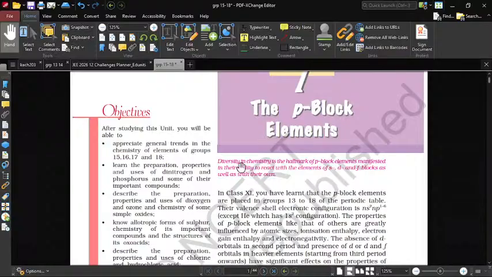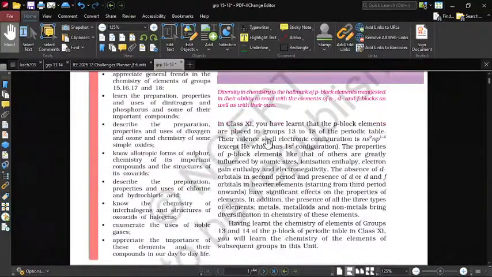Diversity in chemistry is the hallmark of p block elements, manifested in their ability to react with the elements of s, d, and f block, as well as with their own. In class 11th, you have learned that p block elements are placed in group 13 to 18 of the periodic table. The valence shell electronic configuration is ns2 np1 to 6, except for helium, which has 1s2 configuration.